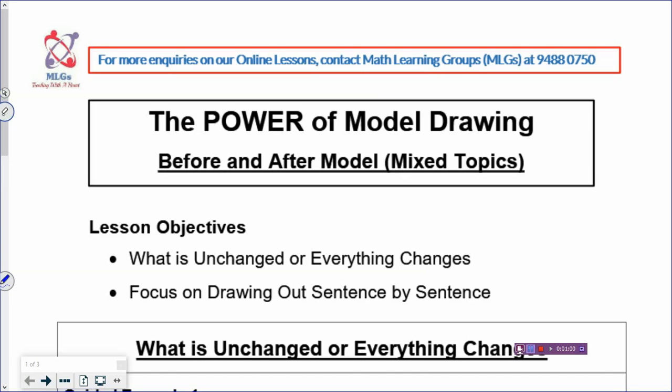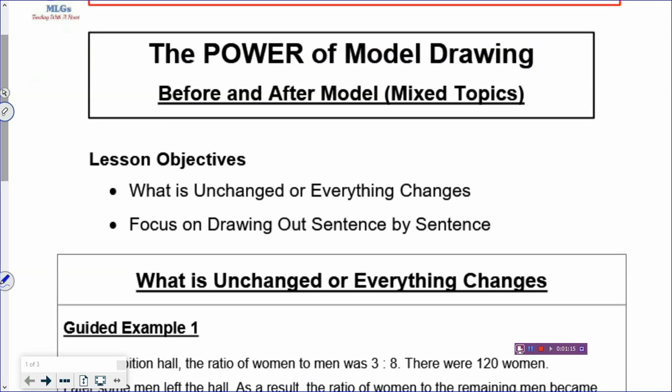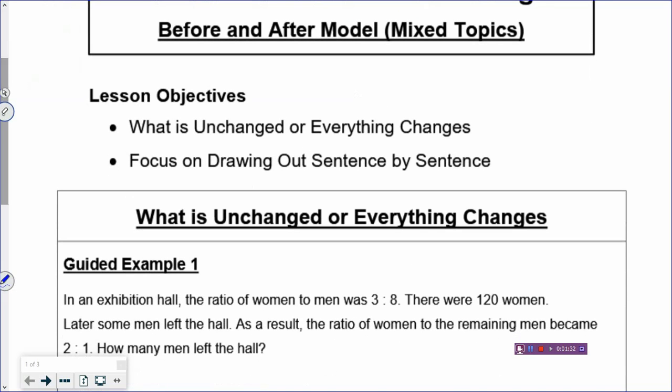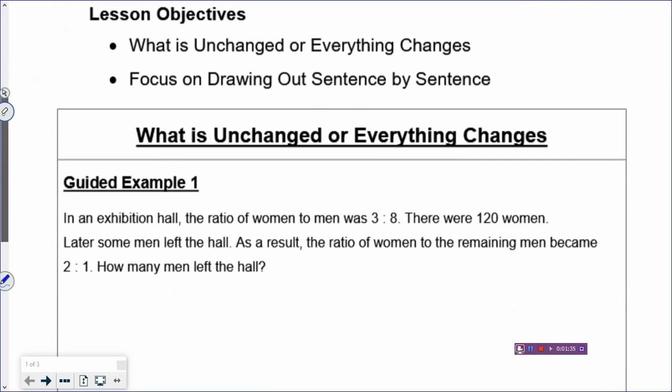So you have two kinds of method that can be used to solve before and after. The first one is model, the second one is before and after tabulation. We call it the table method. But today's lesson is on model drawing, so let's focus on the drawing. If your school teacher would like you to draw a model, and doesn't really want you to use other methods, then you should learn how to draw. So let's look at question 1 and see how we draw out this problem.